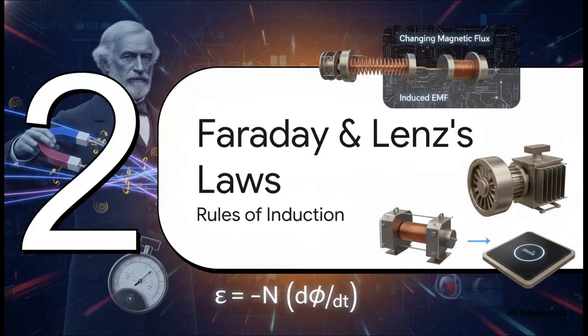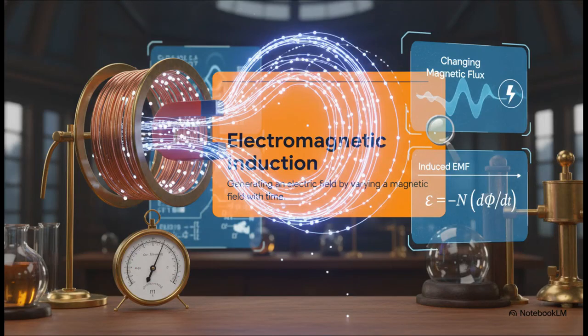Moving right along to Section 2, Faraday and Lenz's laws, the rules of induction. Now, to scale this tech up from a single wooden desk to powering an entire metropolis, we need some mathematical rules. Formally, this whole process is called electromagnetic induction. Basically, it's the phenomenon of generating an electric field by varying a magnetic field with time. I really want you to remember that phrase, varying a magnetic field with time, because that invisible, constantly changing magnetic flux, that's the exact physical force currently pushing the electrons through the copper wiring in the walls around you right this second.